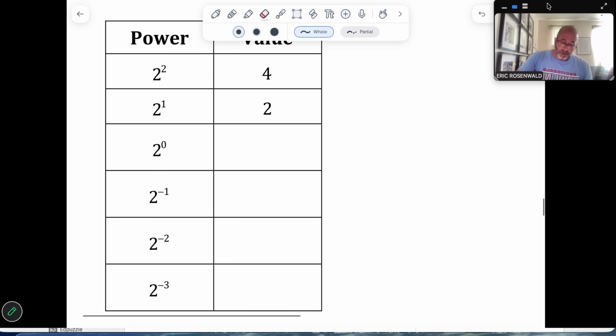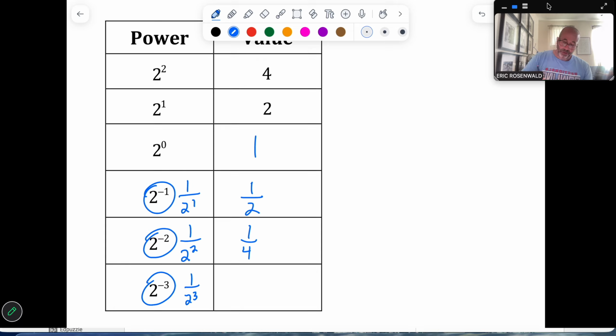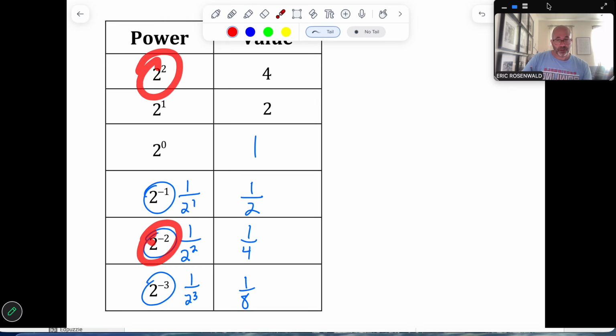So 2 to the 0 power, we just said is equal to 1, okay? 2 to the negative 1 is like saying 1 over 2 to the first, so it's just 1 over 2. 2 to the negative 2 is like saying 1 over 2 to the second, which is 1 over 4. And 2 to the negative 3 is like 1 over 2 to the third, which is 1 over 8. And what you should notice is that these are exactly the same, right? Except that one's positive, one's negative.